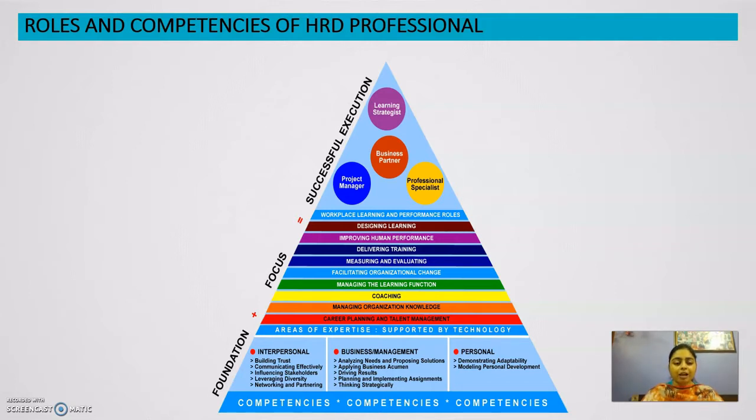Now, for successful execution, what is required? The main requirement is the role. Role comes in the top tier or at the execution level of the model. Roles are not the same as the job title. They are much more fluid depending on the work or project, and they are the broad areas of responsibilities within the profession that require a select group of foundational competencies, your bottom tier, and your selected group of areas of expertise, or we can say focus, the second tier. There are 4 defined roles in the model, which include learning strategist, business partner, project manager, and professional specialist.